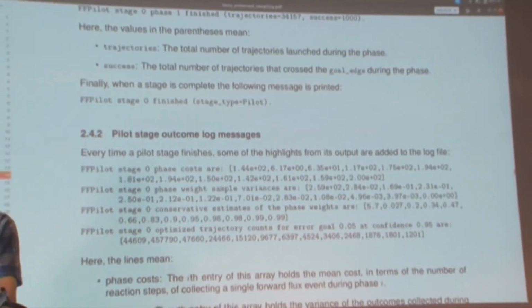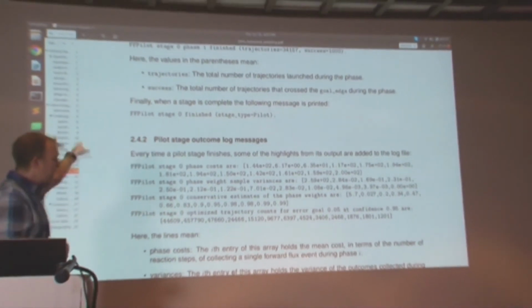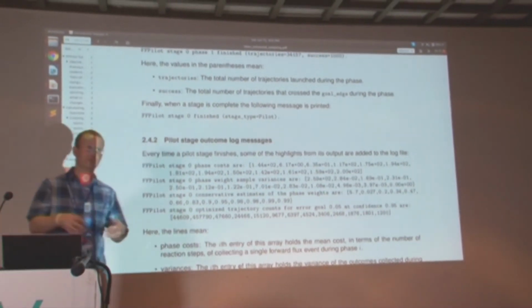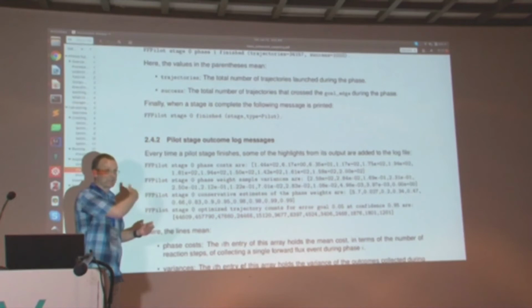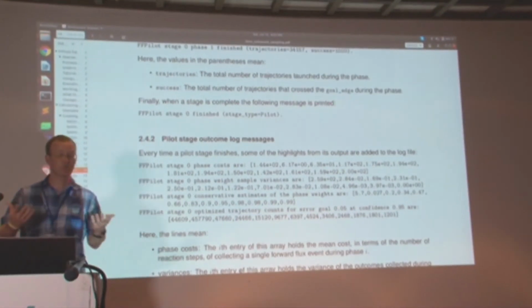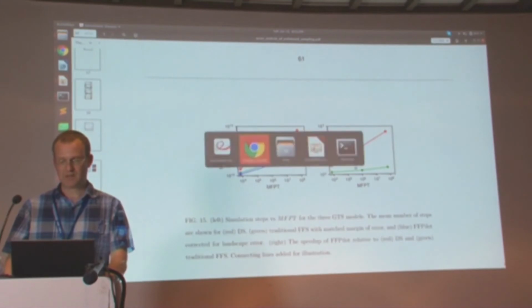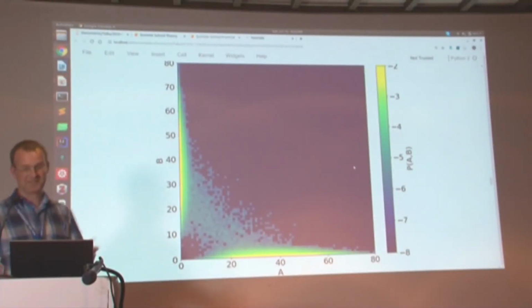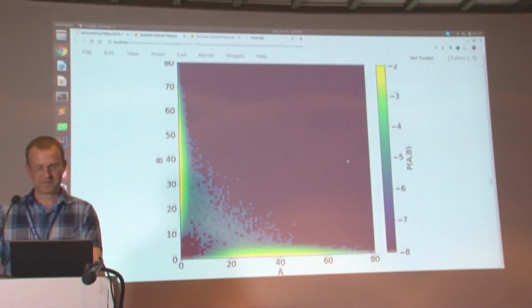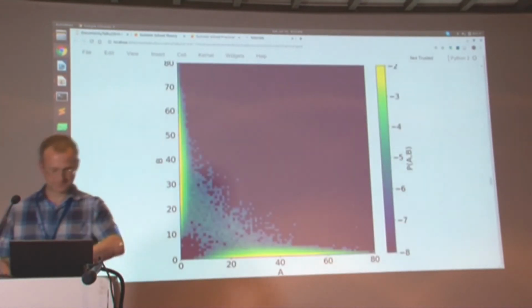Okay, any other questions? All right, anyways, our thing is called FF Pilot because we do a pilot run. We do a very short run across there to calculate preliminary weights, and then we use the weights to do this optimization problem. Anyway, when you just run a simple thing on your laptop and it takes 5 minutes, it doesn't matter if you run it direct sampling or forward flux sampling.